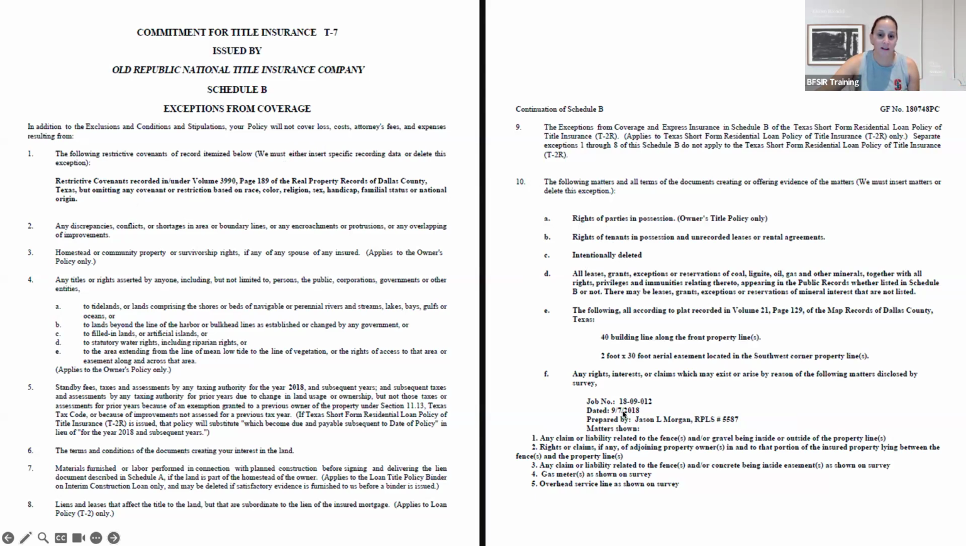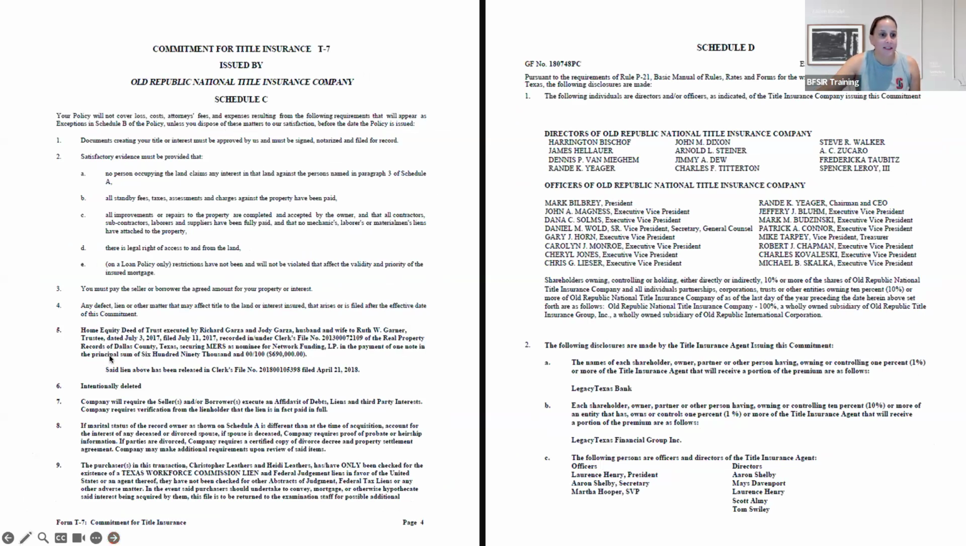You just need to look there and make sure that there's nothing that the buyer doesn't like. Like if there's a huge utility easement across the middle of the property and the buyer wants to build a pool, that's a problem. So Schedule B shows exceptions that the buyers are not going to have coverage for. When they get their policy, it'll specifically say you don't have coverage for these items. Questions about that?